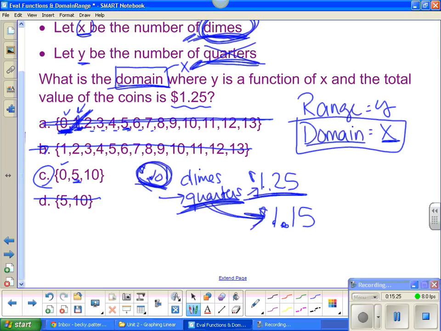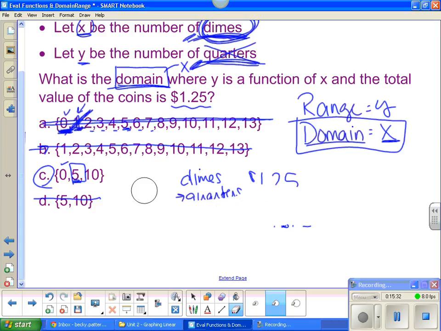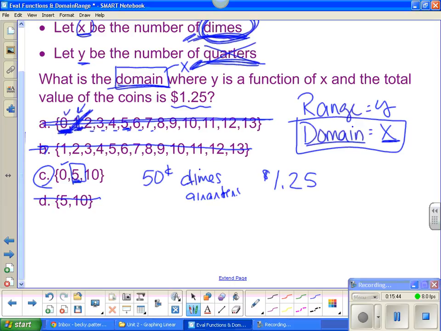And I know this can be a little confusing until it clicks, but let's think about the 5. If I have 5 dimes, how much money is that? Well, that's 50 cents. Okay, and that's all I have for dimes. Well, how much of this $1.25 is left if 50 cents of it is dimes? If you take 50 cents away from $1.25, think money, what do you have? You have 75 cents. Can I hit 75 cents if the rest of it is quarters? And the answer is yes. So I can have 5 dimes because that gives me 50 cents in dimes, and then I can have 3 quarters, and that gives me my 75 cents. And the two of them together give me the $1.25.